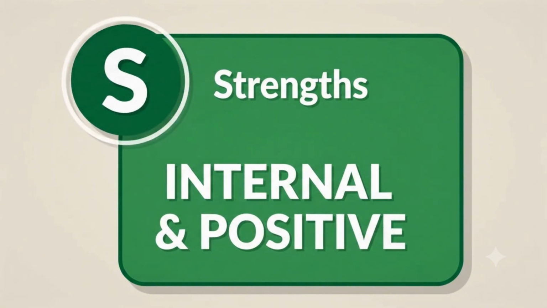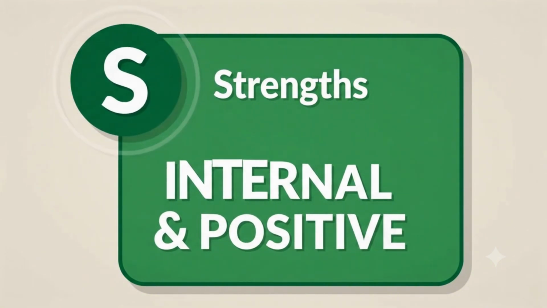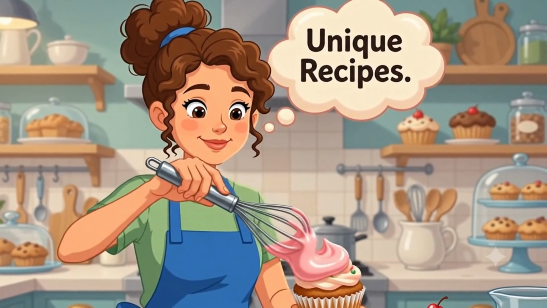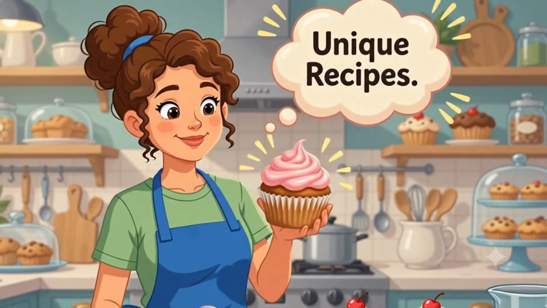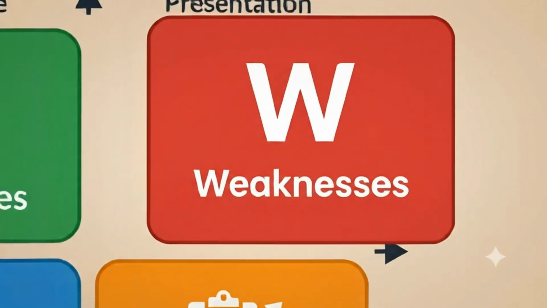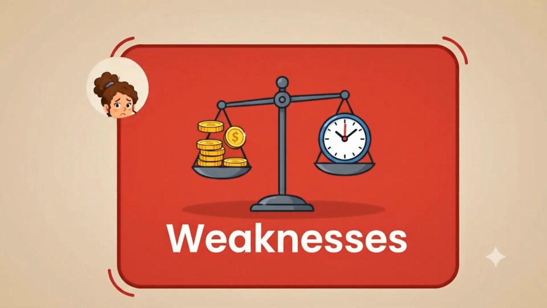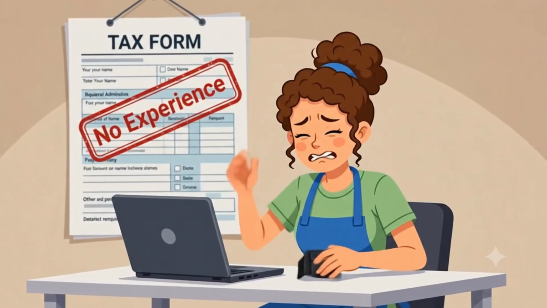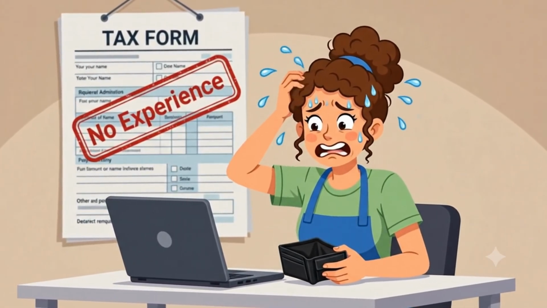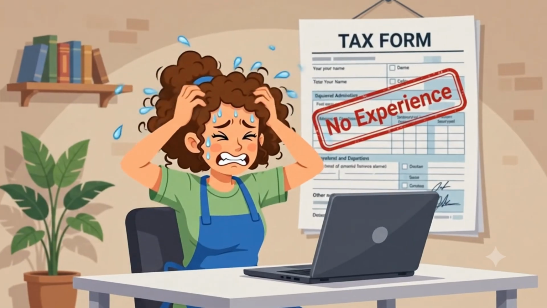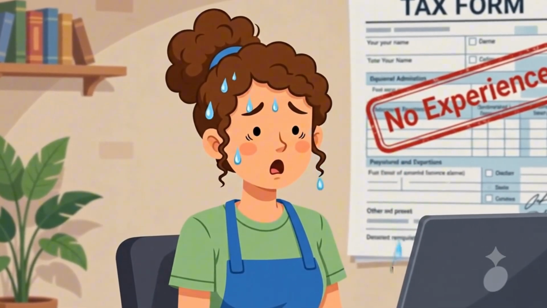First is strengths. These are internal things that you or your business are already great at. For Sarah, she's an amazing baker and has a secret delicious recipe for her specialized vegan treats. Next is weaknesses. These are internal areas where Sarah loves baking, but she has a tiny budget and zero experience running a business or doing accounting.